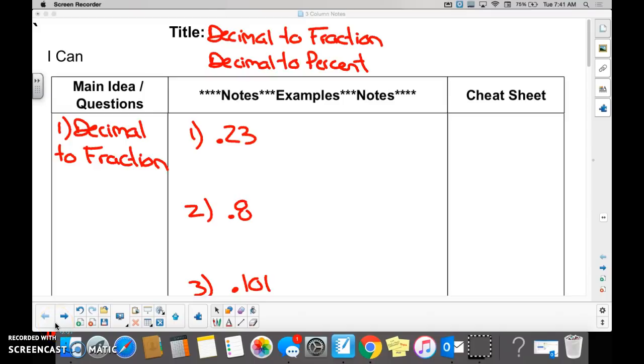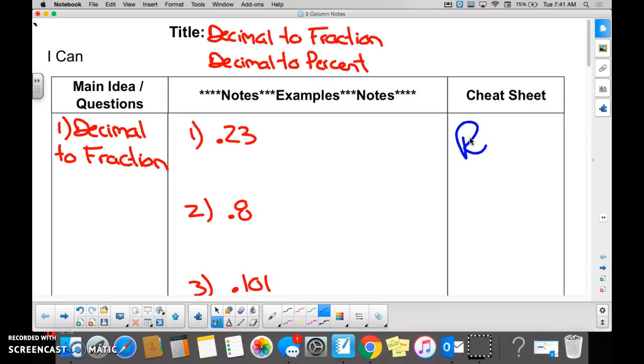Good morning, everybody. Today we are going to switch over to a new conversion, decimal to fraction and decimal to percent. Remember, yesterday we had fraction to decimal and fraction to percent, and now we're shifting gears. First one is decimal to fraction. Very easy rule to remember for this one.